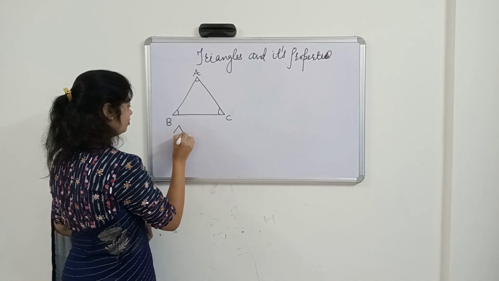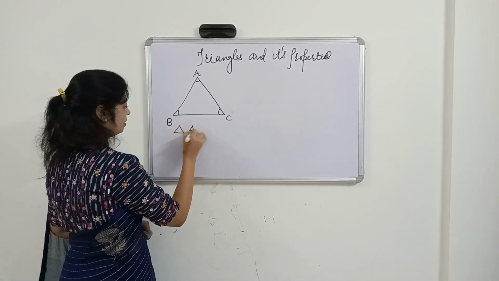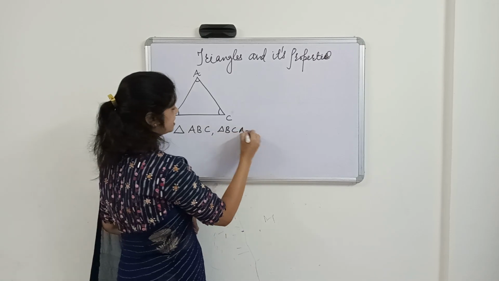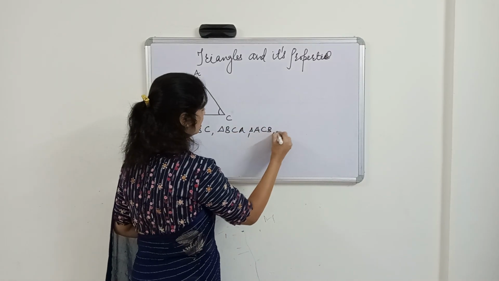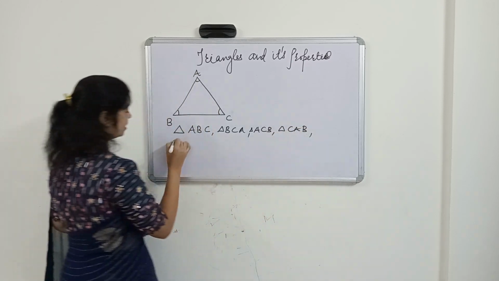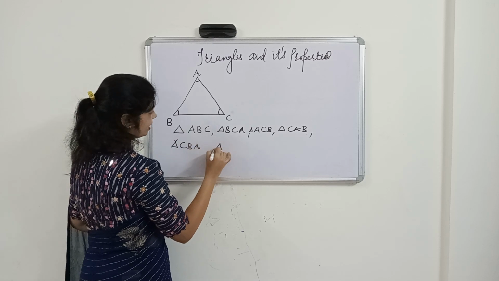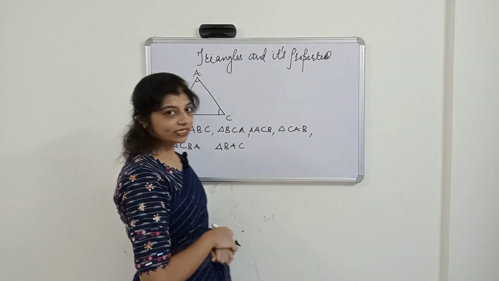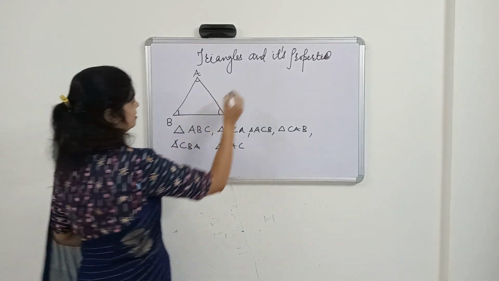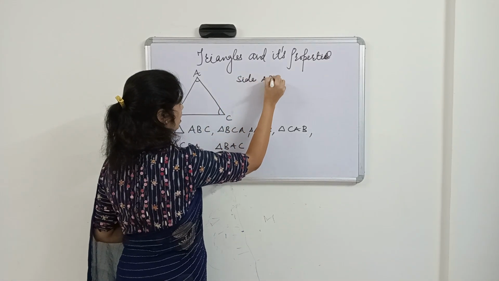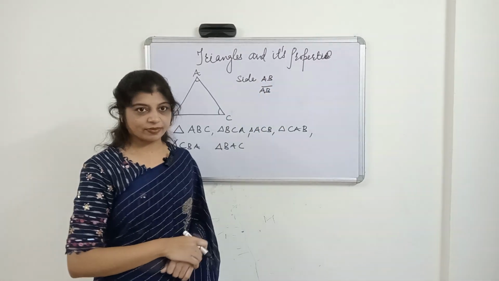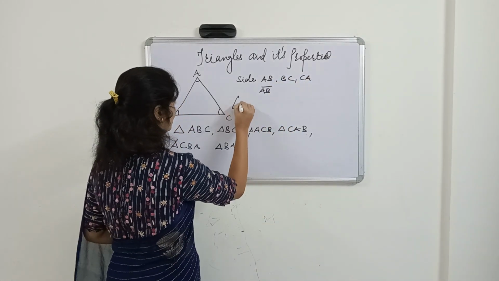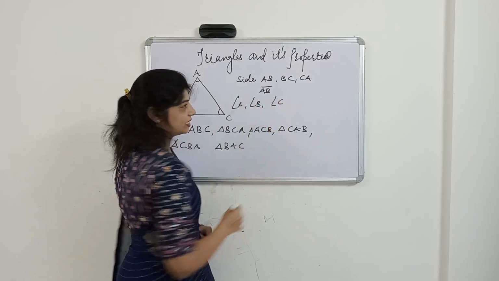What is the notation of a triangle? We usually write a small triangle symbol and then say triangle ABC. You can read it as triangle BCA, triangle ACB, triangle CAB, triangle CBA, or triangle BAC. This notation itself indicates that it is a triangle. Then how to write the sides? Either you write side AB, or else the segment notation. So sides AB, BC and CA. And how many angles? 3 angles: angle A, angle B, angle C.